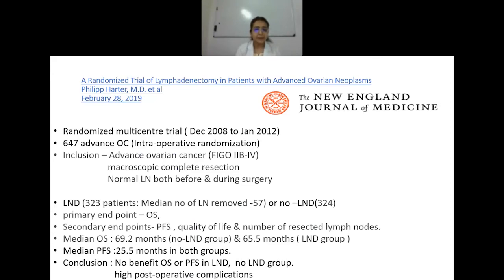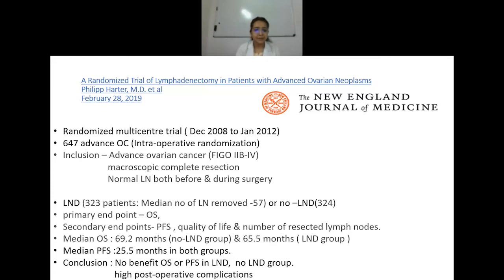The inclusion criteria was advanced ovarian cancer, FIGO 2B to 4. Macroscopic complete resection was possible in these patients, and the lymph nodes were normal both before the surgery and during the surgery. They were randomized into two groups, lymph node dissection group and no lymph node dissection group. Primary endpoint was overall survival. Secondary endpoints were progression-free survival, quality of life, and number of resected lymph nodes.